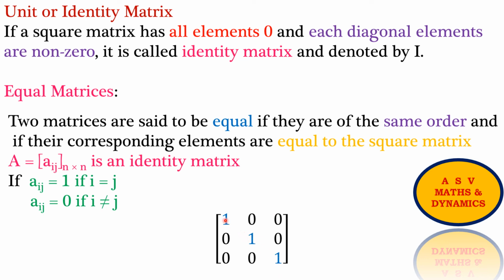At the same time, if the diagonal elements are other than 1, such as minus 3 minus 3 minus 3 or minus 4 minus 4 minus 4, if you see any such diagonal matrix, you can call it a scalar matrix.